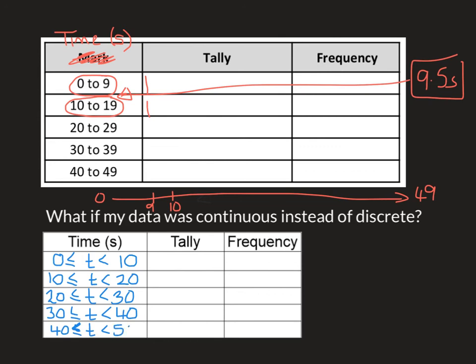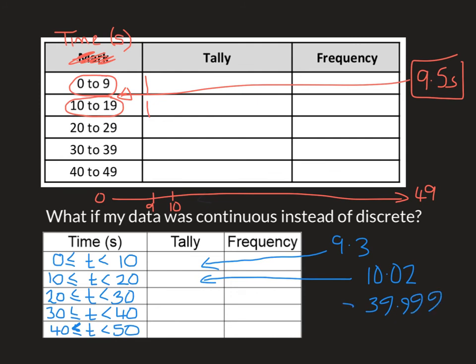And I'll put 15 there for completeness. It doesn't matter what these values are. 9.3 is going to go into this one. 10.02 is going to go into this one because it's slightly more than 10. 39.999 is still less than 40, so that's going to go in here, and so on and so forth.